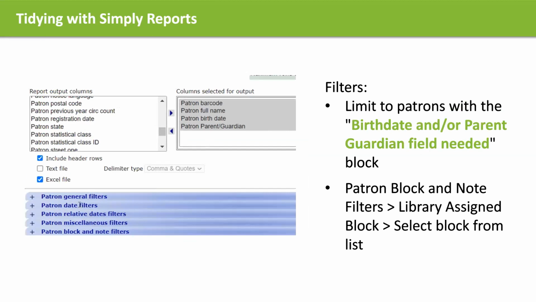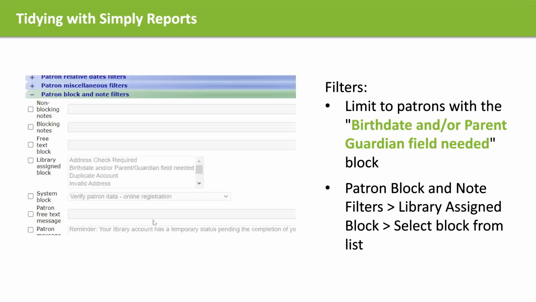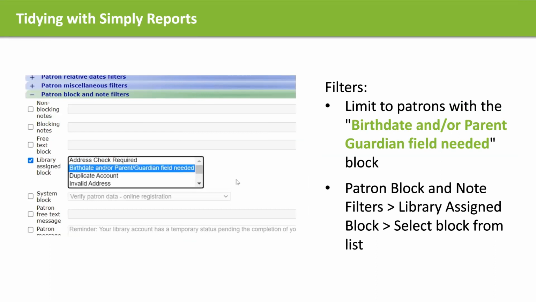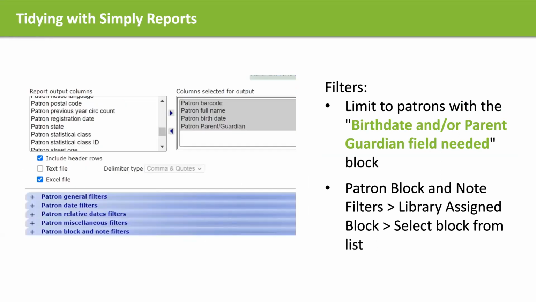And then next, we're going to look at those patron block and note filters again. Since the block that we're looking at now is manually added by staff, we're going to look at the library assigned blocks to select that filter. So now we're limiting to users who have that block on their account.